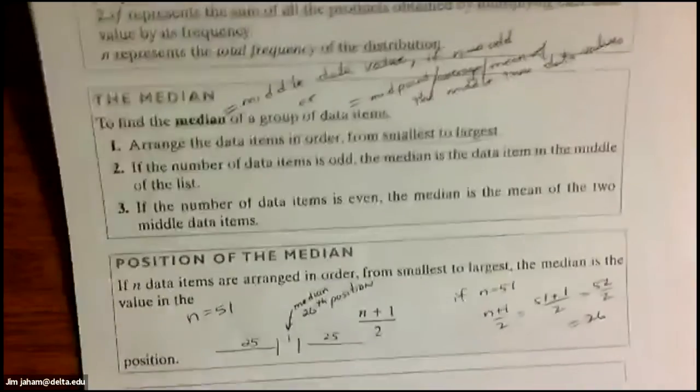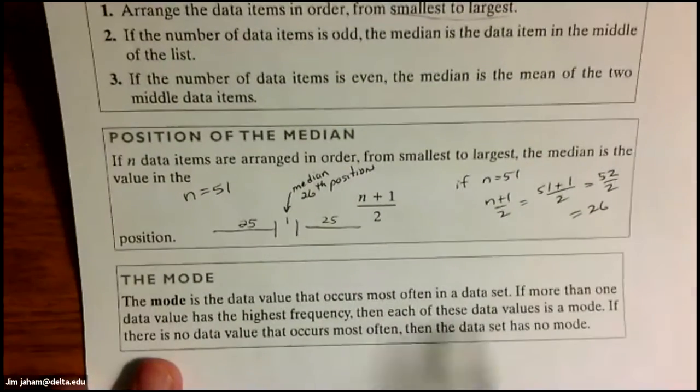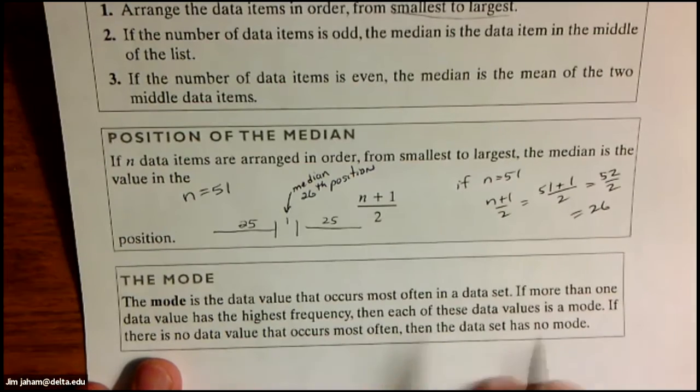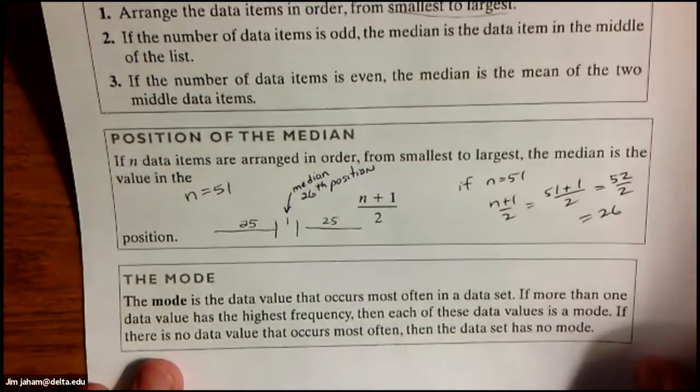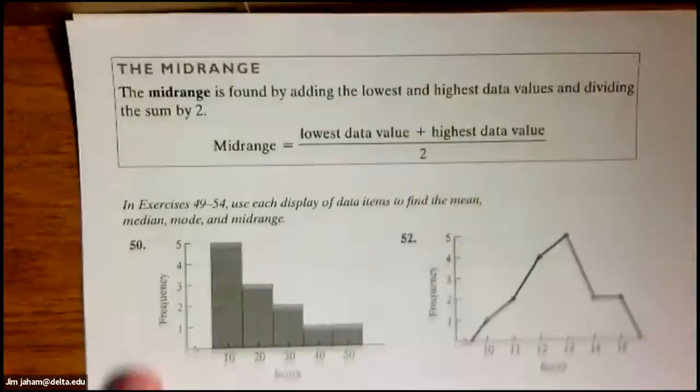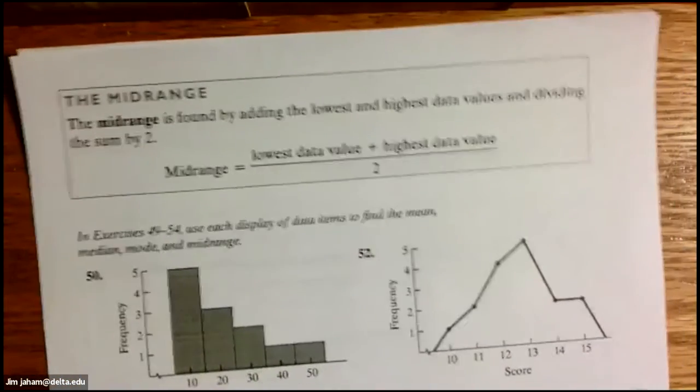The mode is the data value that occurs most often in the data set. It would help to determine the mode if you have a numerical set of data that you actually sort the data. It's easier to determine the mode that way as well. So mean and median and mode, and the last one is the mid-range.